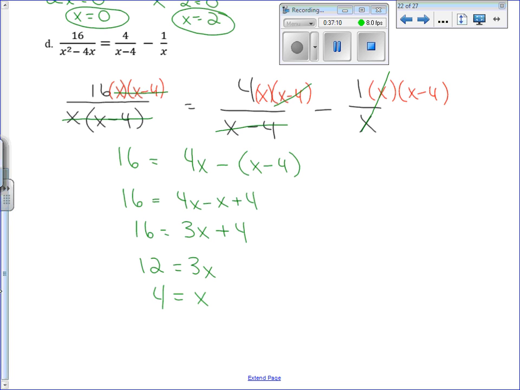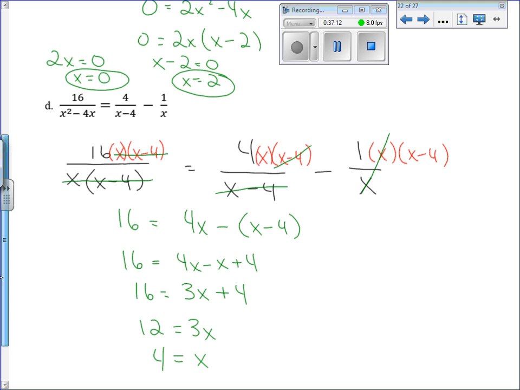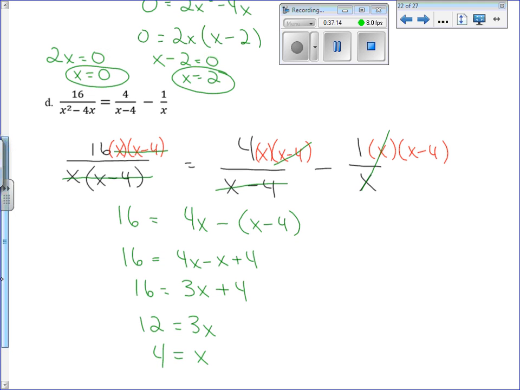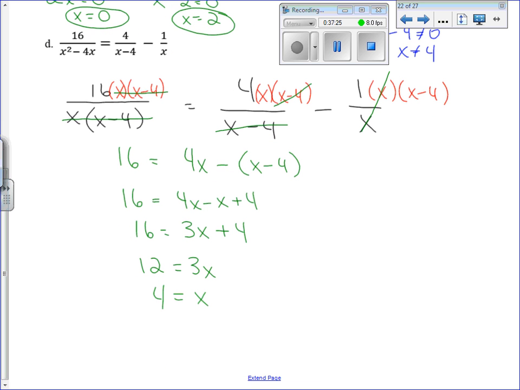But did anybody check for restricted values when I didn't do that? Okay. x cannot equal 0, and x minus 4 cannot equal 0, so x cannot equal 4. Okay. I have to reject that solution. No solution. Yep. So reject. Therefore, no solution.